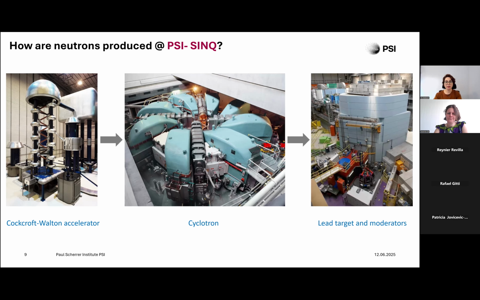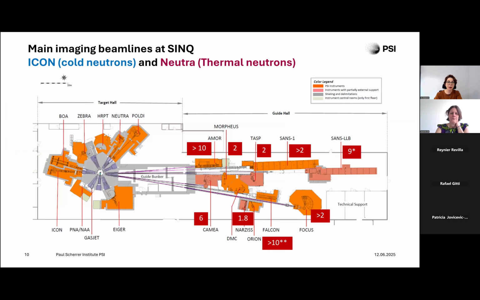And this is again that construction that I showed you before, where it contains the lead target. And those energetic protons are then transported to strike the lead target and make spallation possible. And the produced neutrons are then channeled through moderators and then neutron guides to different beamlines. And here are the SynQ different beamlines.